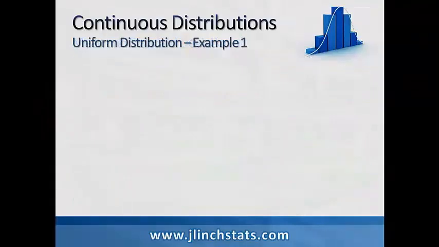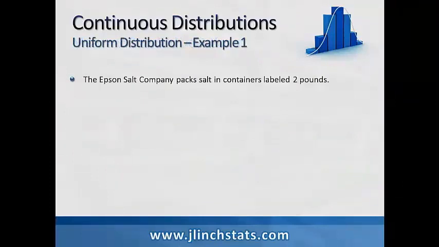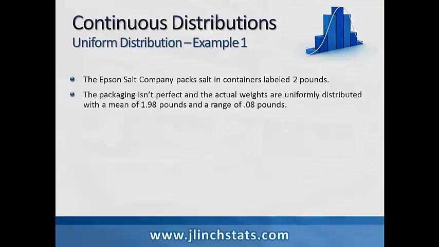Now let's take a look at an example here. The Epsom Salt Company packs salt in containers labeled 2 pounds. The packaging isn't perfect, and the actual weights are uniformly distributed with a mean of 1.98 pounds and a range of 0.08 pounds. So, although the bag says 2 pounds, they ran a study and found that the weights are uniformly distributed, and the mean of all those bags is 1.98 pounds, and the range of those bags is 0.08 pounds.